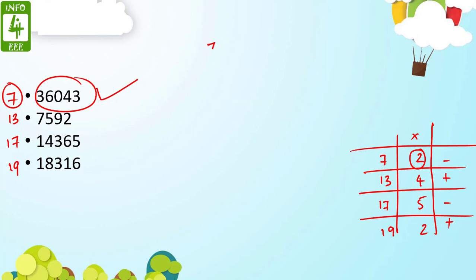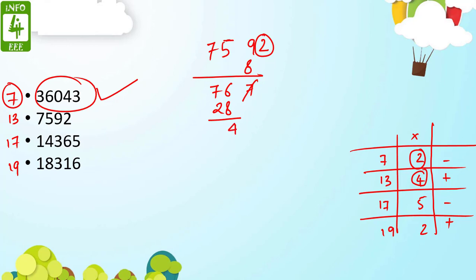So for 13, what is the number? It is 7592. What you need to do? Take the last digit, multiply it with 4. So 2 fours are 8, and add it to the remaining digits. So this will become 767. Now again take the last digit, multiply with 4 and add to the remaining digits. So this will become 104. If you can find whether it's a multiple of 13 or not, then that's good.